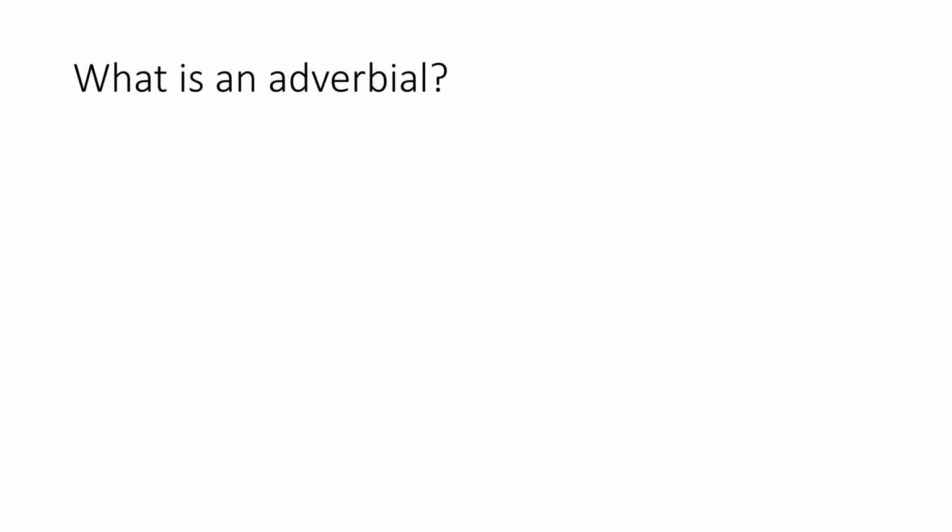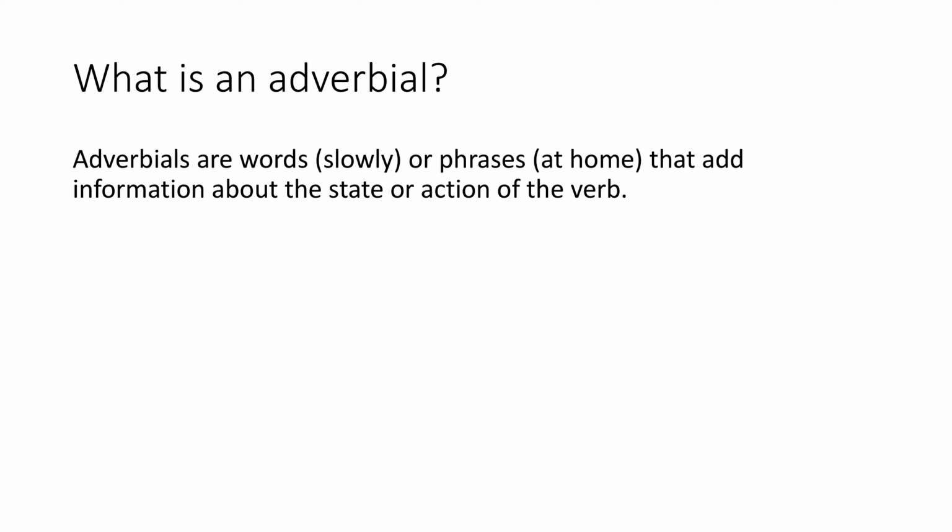In order to understand what an adverbial clause is, first we have to understand what an adverbial is. An adverbial is basically a word or a phrase that adds information about the state or action of the verb. Now, we call these adverbials, not adverbs, because adverbs are just a subset of adverbials, and they are single words like slowly or fast. But we can also use prepositional phrases like at home as an adverbial to add information about the time, place, or manner of the main verb.